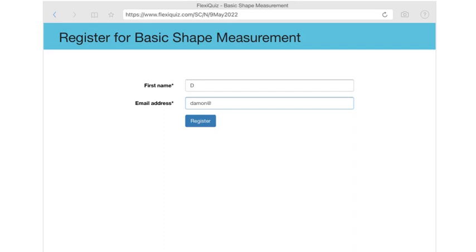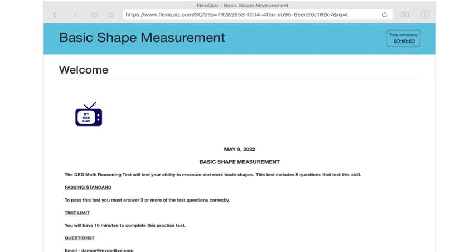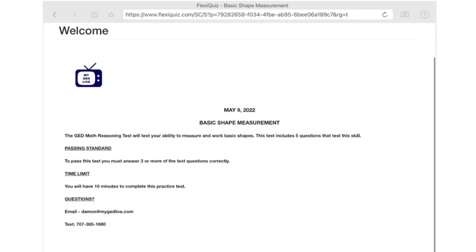You put in some information to get you registered, and in this case, this is so that your results will be emailed to you, and then the test comes up. So it kind of gives you some information. This is the week of May 9th, 2022. It tells you that there's 5 questions and what's passing and the time limit you'll have. So that's what we got there.